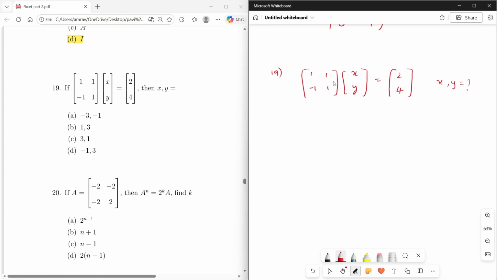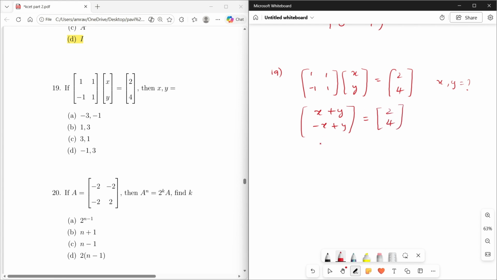Just multiply the product of these two matrices. So you get first row into first column, 1 into x, x, 1 into y, x plus y. So minus 1 into x is minus x, 1 into y plus y. So this is equal to 2, 4.